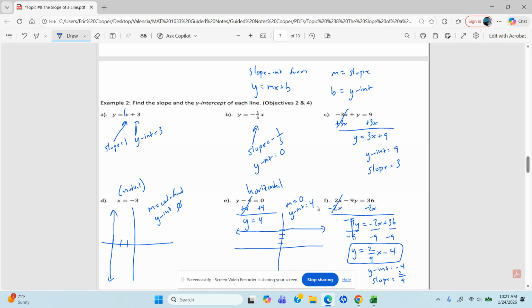So again, a great reminder, vertical lines always have an undefined slope, and they typically don't have any y-intercepts unless it goes through the origin. And for a y by itself, it's a horizontal line where the slope is always 0, and the y-intercept just goes through the number that y goes through.